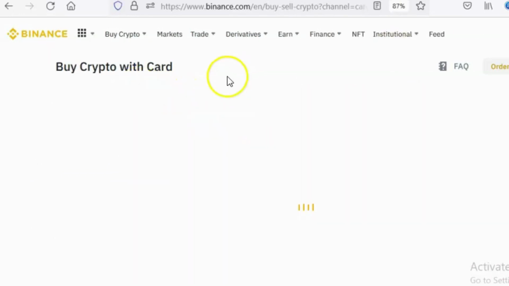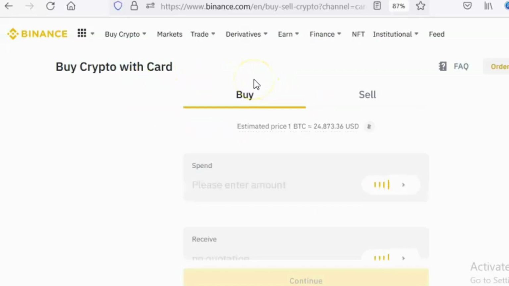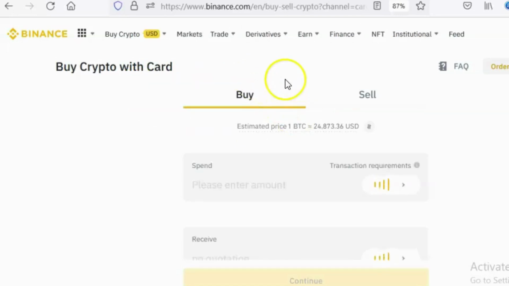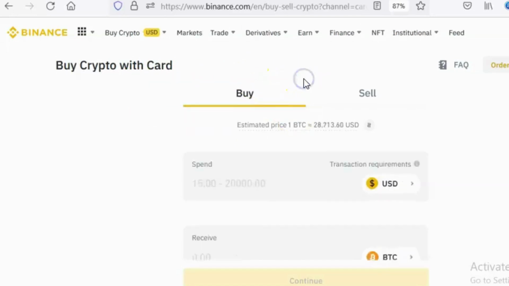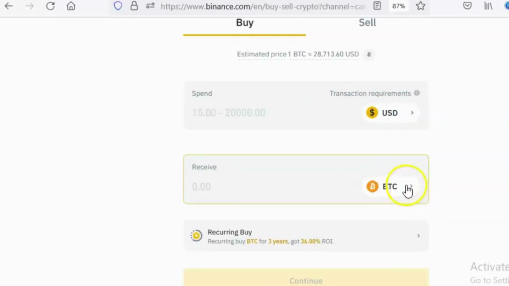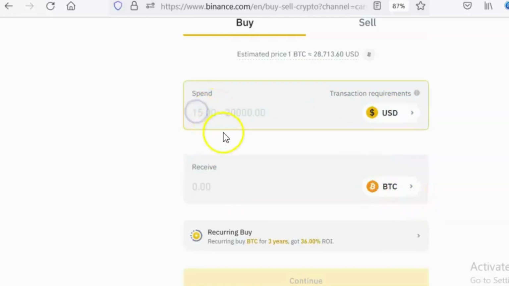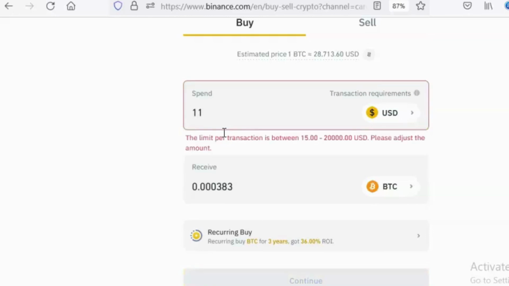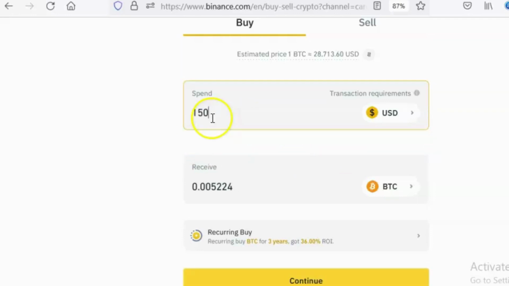particular page where you have the choice to buy or to sell your cryptocurrency. So if you want to use this option, for example, if you have US dollars and you are trying to buy BTC, it's already stated that the minimum is 15. If we try anything smaller than that, you can see it says the limit per transaction is between $15 and $20,000. So let's use 150. If we use 150, this is the amount of BTC it can give us. All we do is we continue.